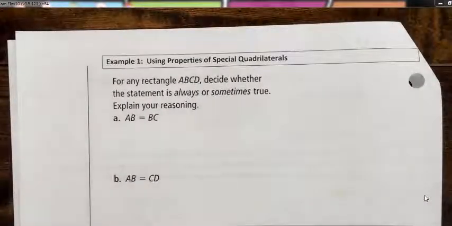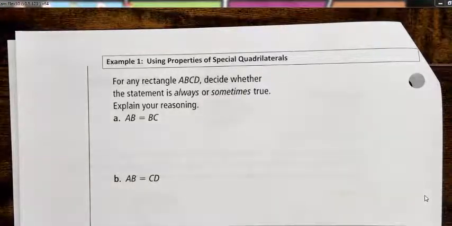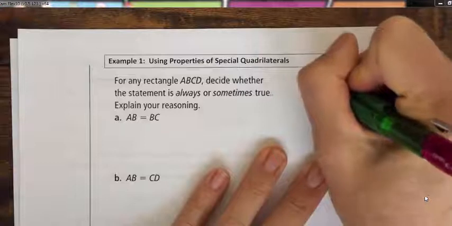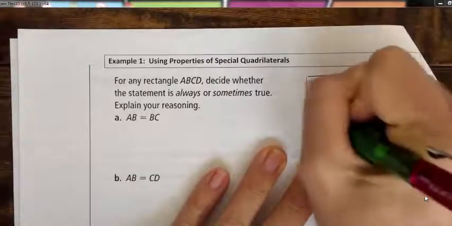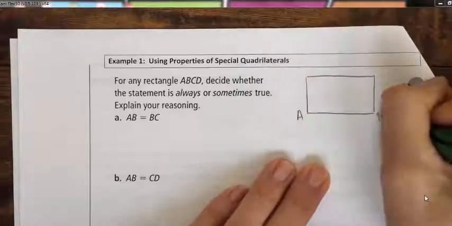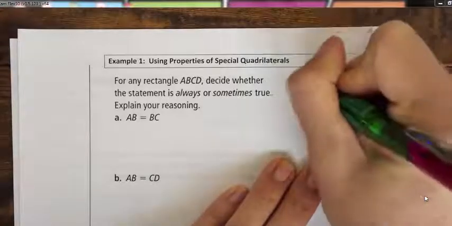All right, let's apply some of these properties. So we have a rectangle ABCD. Decide whether the statement is always or sometimes true and explain your reasoning. So I think to help me with this, I'm going to draw myself a picture of a rectangle. It doesn't matter where you start. So how about I'll go clockwise A, B, C, D.